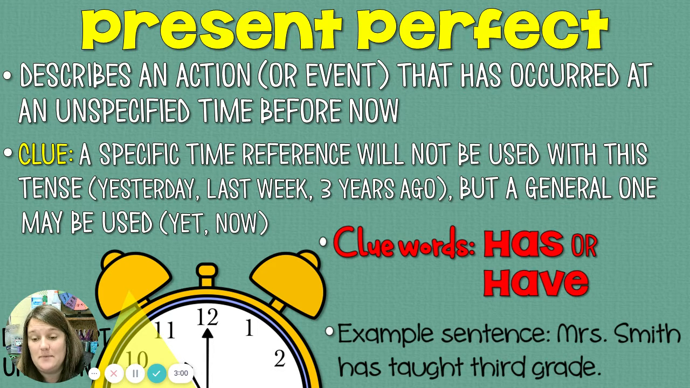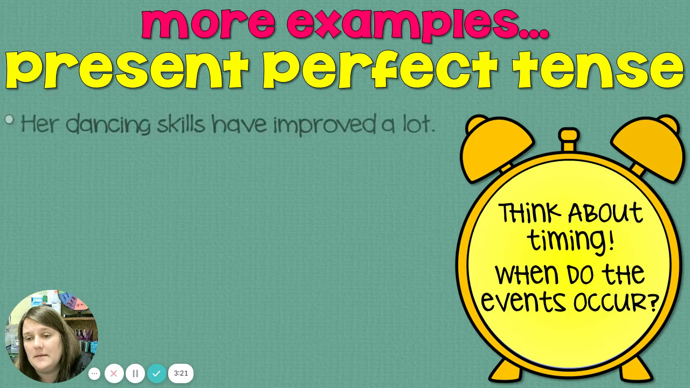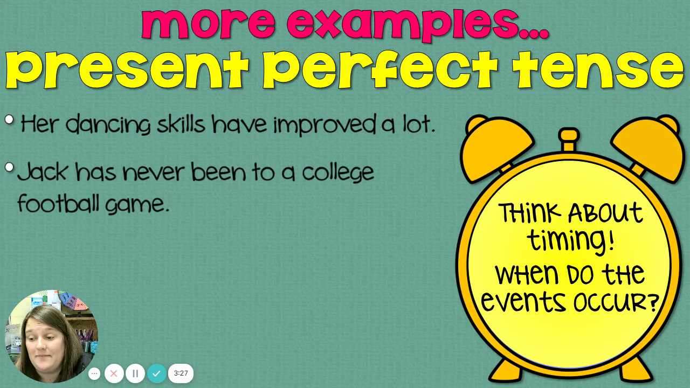An example is Mrs. Smith has taught third grade, okay? So that happened, that she had taught that before, okay? But again, it's not in past tense and it's not in future tense, so we know it has to be in present tense, all right? I didn't give you an exact time. I'm just telling you that she has done that. Some other examples: her dancing skills have improved a lot. Again, that doesn't give us a specified time, so we know that it has to be present.